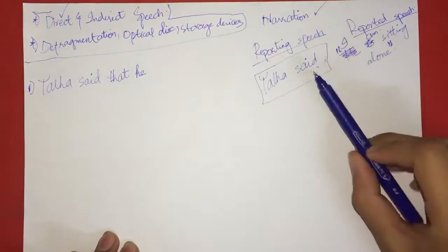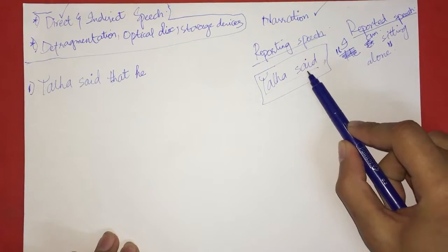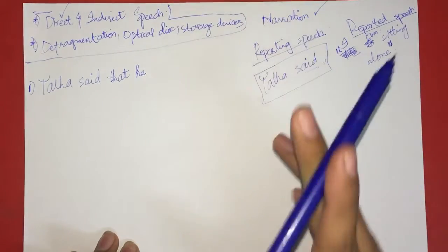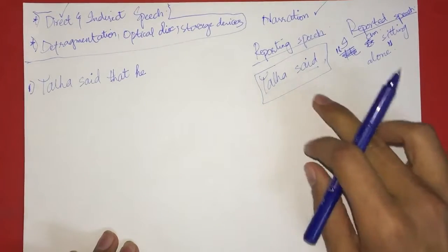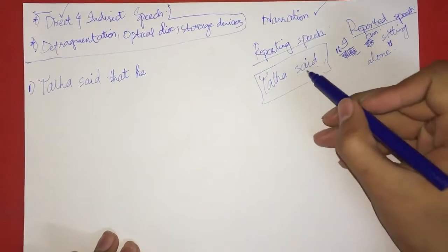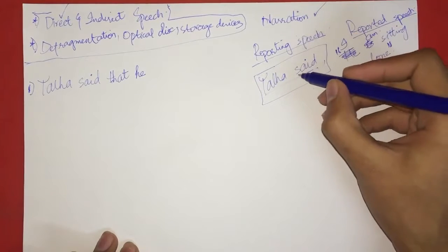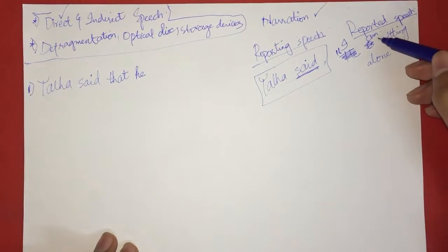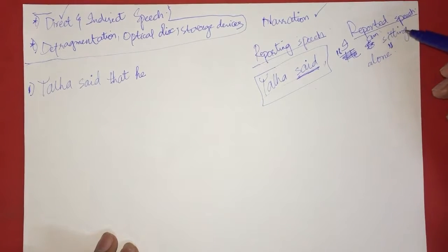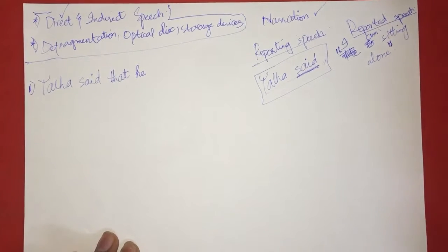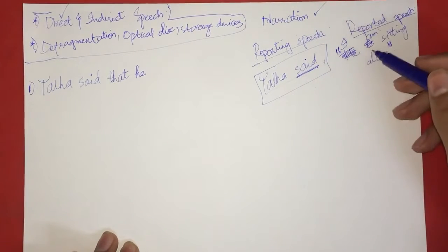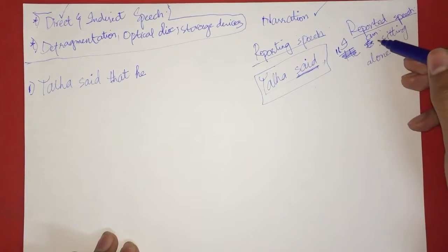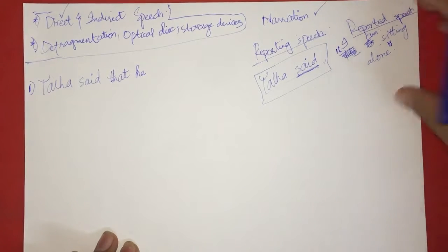that he was sitting alone. Also remember, direct and indirect speech is mostly about the past tense. When the verb of the reporting speech is in past tense, the tense of the reported speech, if it's in present, changes to past. If it's in past, it changes to past perfect. If it's in present perfect, it changes into past perfect.